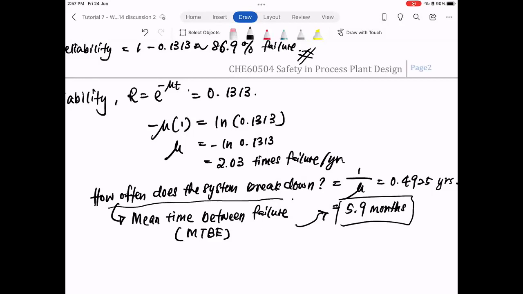Okay, so preventive maintenance is under scheduled downtime. Yes, this is the planned scheduled downtime.